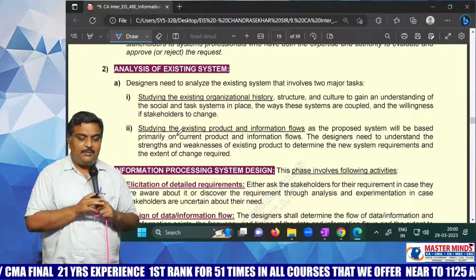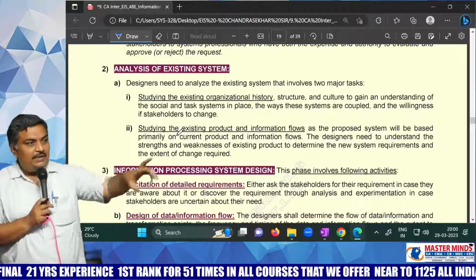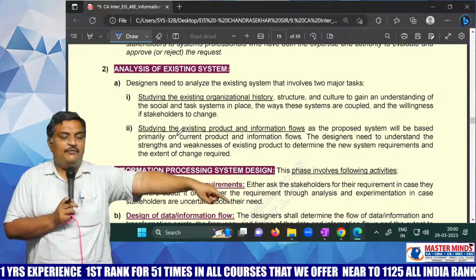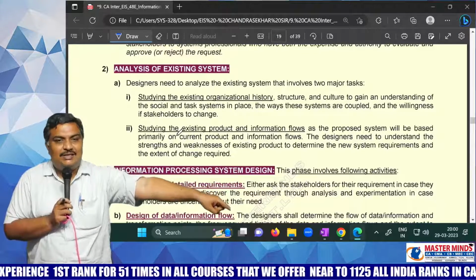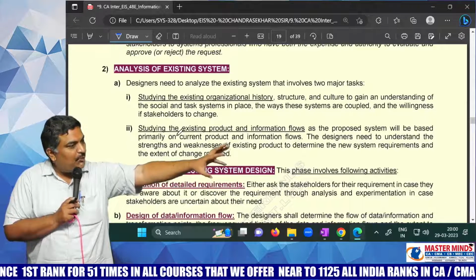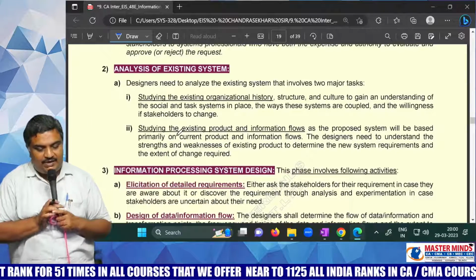Next, what is the step? Analysis of the existing system. See, if you want to develop a new system, first of all, you need to study the existing system. Then you will understand its loopholes, problems and all. So, analyze the existing system.